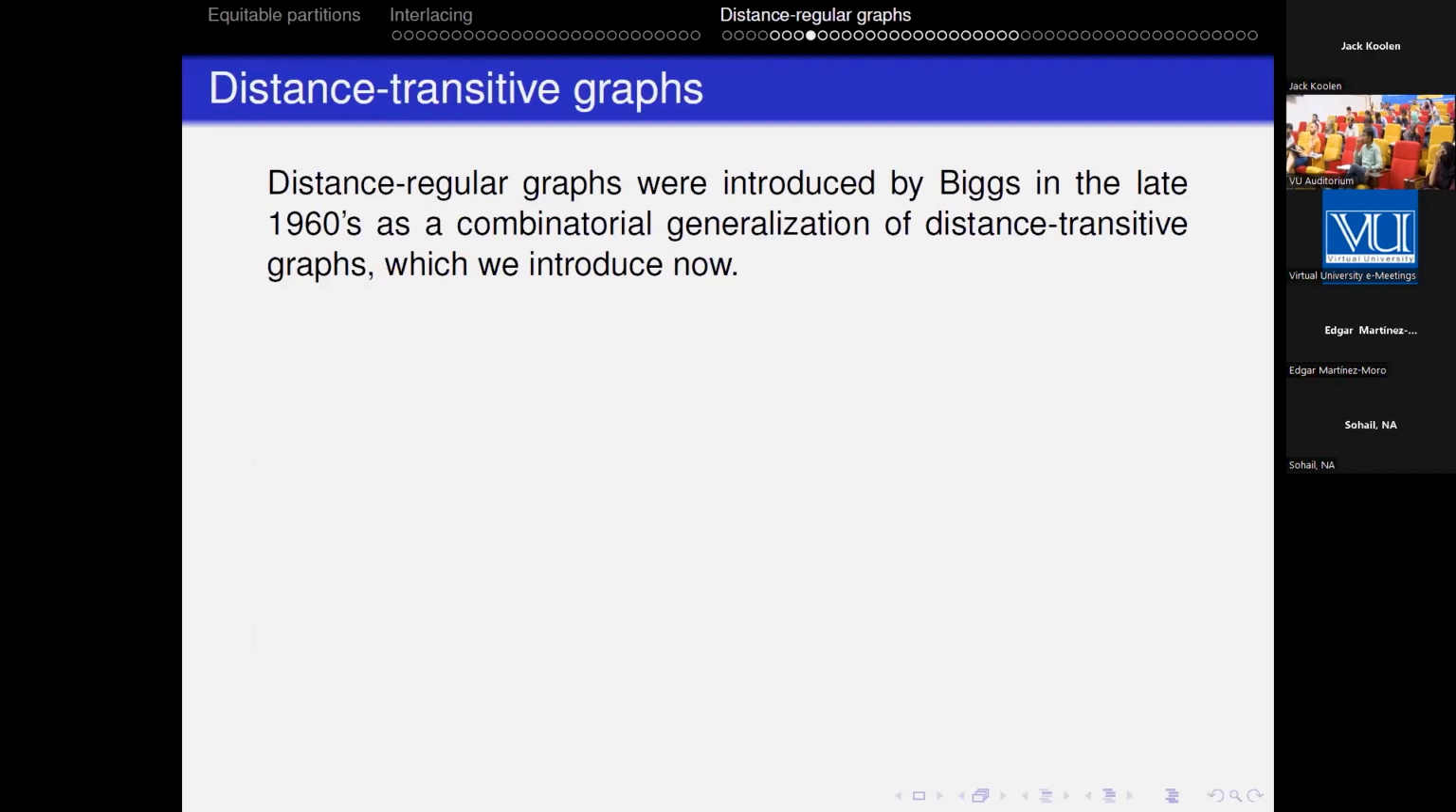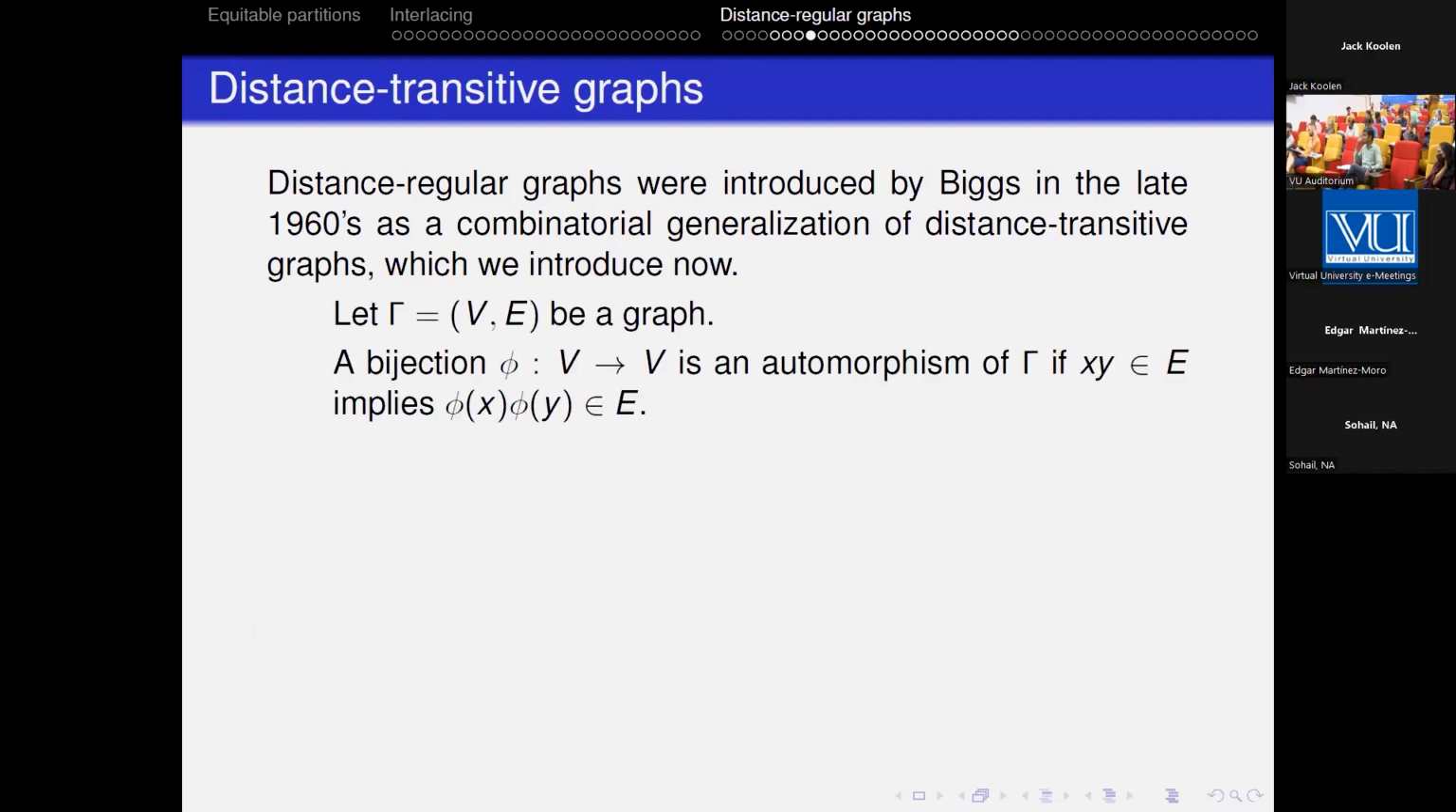Now I will introduce distance-transitive graphs. Biggs introduced distance regular graphs in the late 1960s as a combinatorial generalization of distance-transitive graphs, which we introduce now. A bijection of the vertex set is an automorphism if it preserves the adjacency.